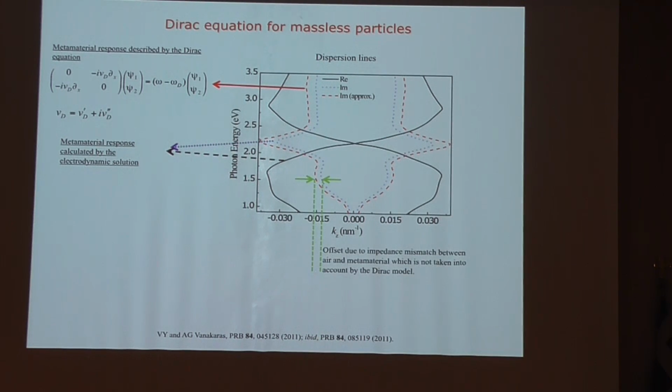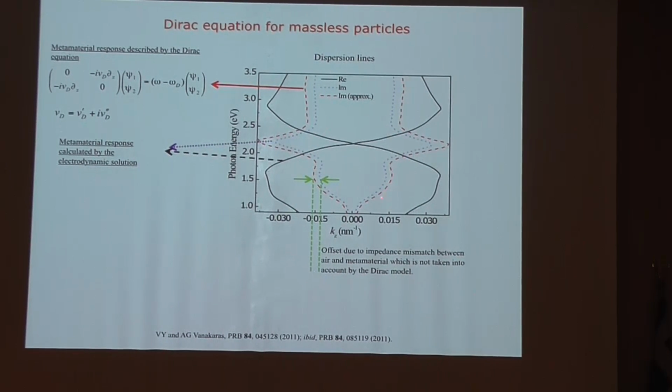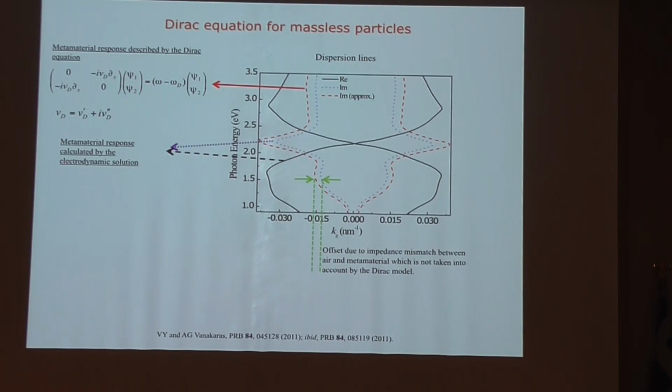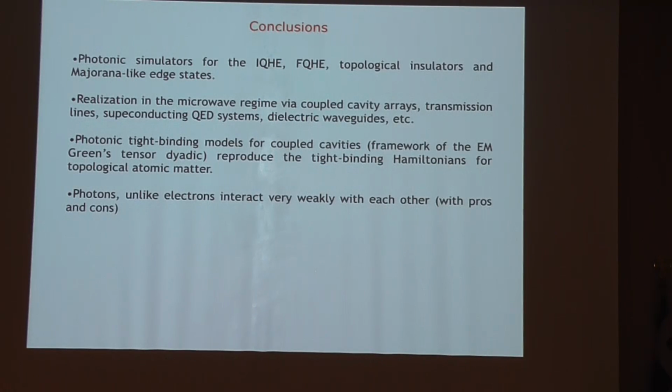This offset that one observes here is due to the impedance mismatch between air and material, which is not accounted for by the Dirac equation. Otherwise, the two curves are almost the same. And with that, I would like to come to conclusions.